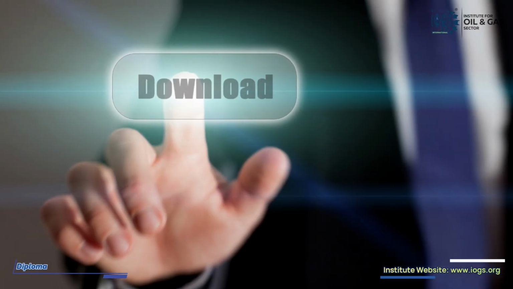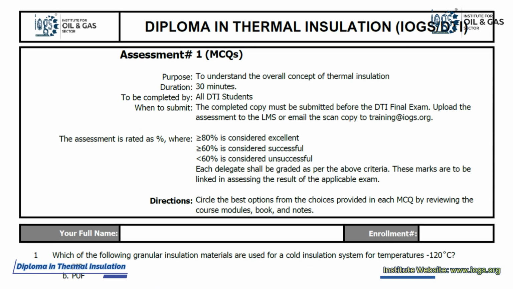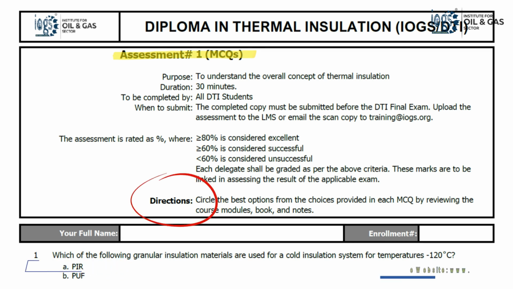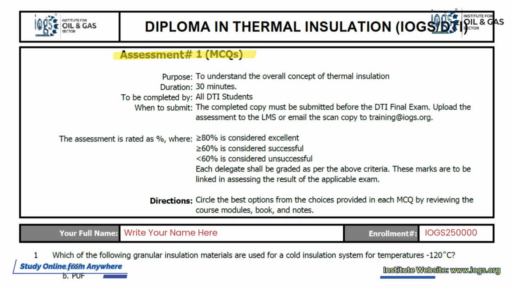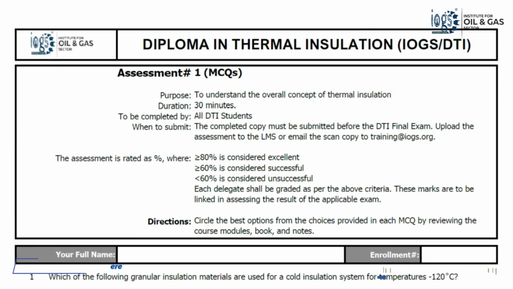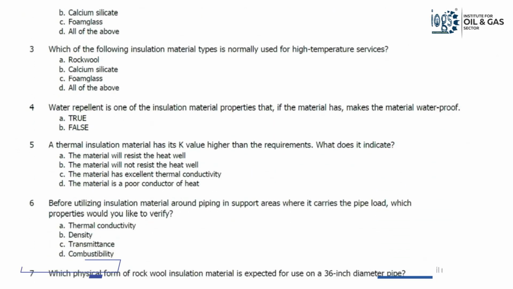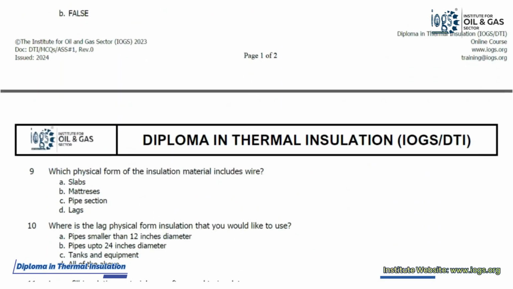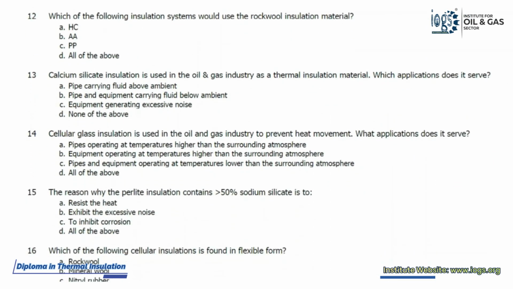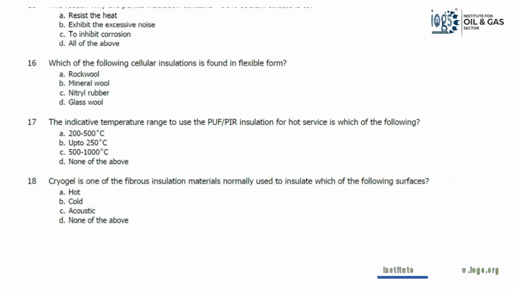When you download and view the assignments, you will see their title and number, as well as important information and guidance for completing them. Before answering an assignment, make sure you write your full name and enrollment number in the designated section. The first assignment consists of 18 multiple-choice questions. In this assignment, each question presents 4 available options, and you are required to select and circle the most suitable option related to answering the question.